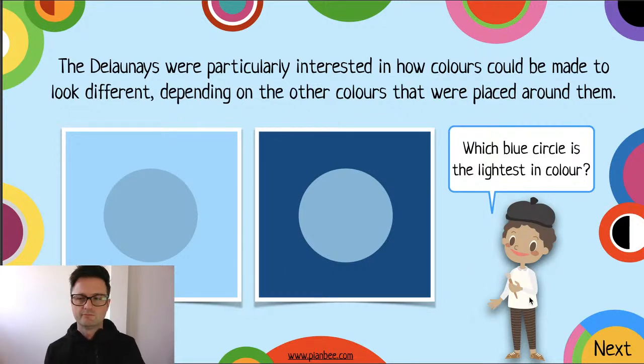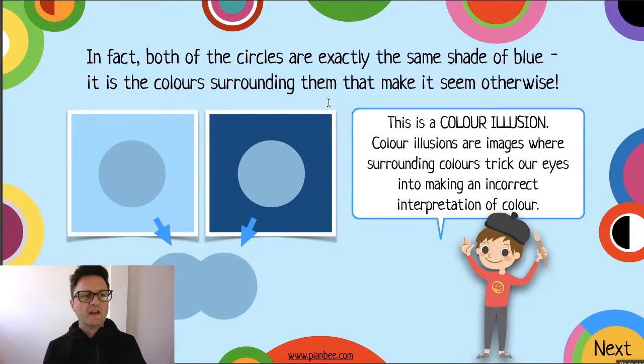Well, I've got a bit of a surprise for you. Here we go. Both of these circles are actually the same shade of blue, but it's the colours surrounding them that make them seem otherwise. That's interesting. Lots of you said the left circle, because to me, the left circle looked darker and the right circle looked lighter. I guess it's different for everyone.